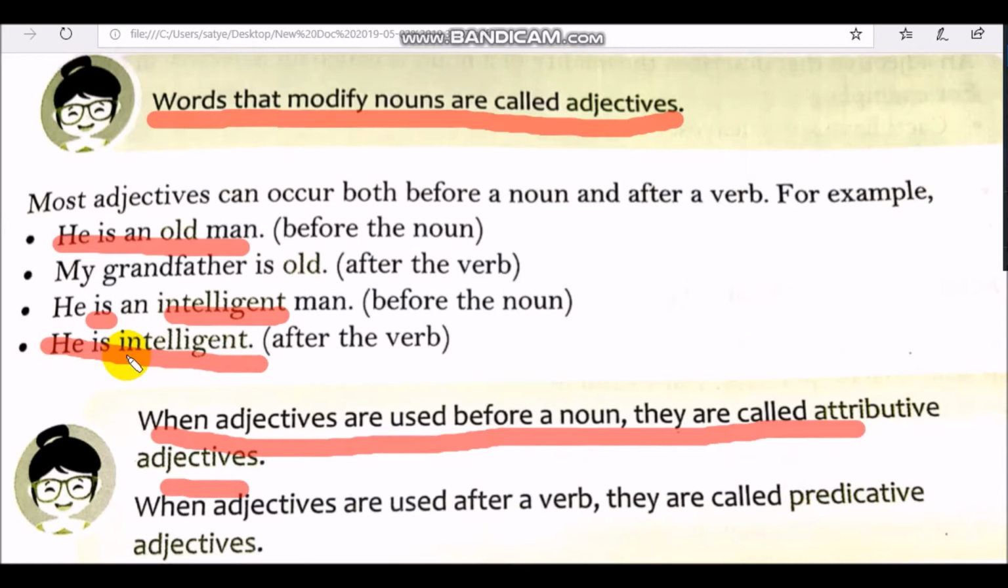So adjectives that are used before a noun, they are attributive. For example, he is an old man. Before a noun, old is an adjective here. And predicative adjectives are adjectives that are used after a verb. For example, he is intelligent. So is here is the verb and after that it is intelligent.